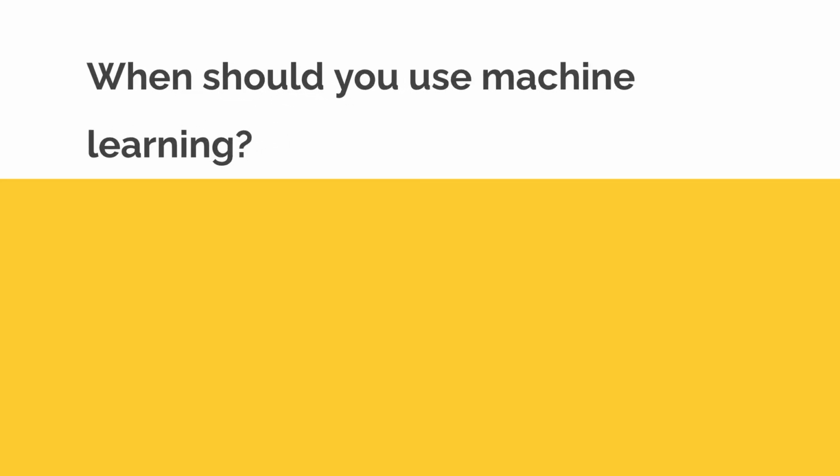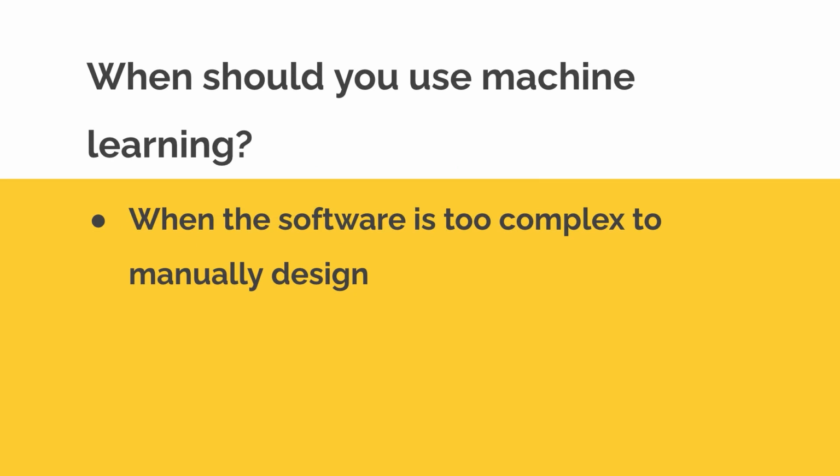When should you use machine learning? Well, one case is when the software is too complex to manually design. Because as a programmer, you can only go so far because some software is just too complex. For example, how would you write the software to describe an image? For you to do that with your own algorithm, to learn how to find different commonalities between faces or other images, that software is quite complex. So instead, you write an algorithm to write the software for you.